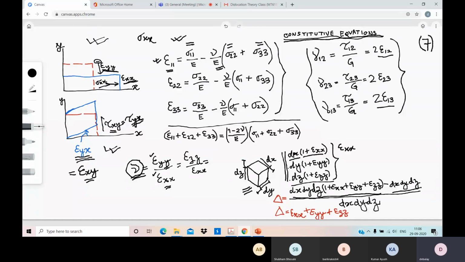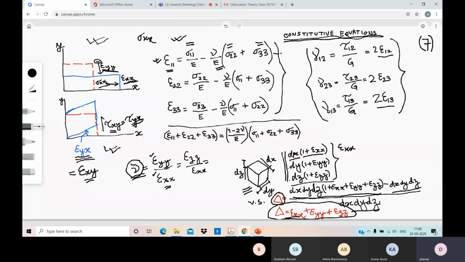How much is the volume change? You have to subtract the initial volume and divide by the initial volume to get delta, and delta represents the volume strain. So volume strain is the simple addition of the normal strain values. This I want to show: if there is a volume change, the volume strain is epsilon xx plus epsilon yy plus epsilon zz.